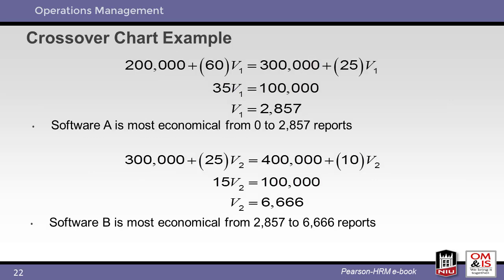For the data given in the previous slide, we find the volume where the total cost is identical. Mathematically, we calculate the volume V1 where software A and B have the same total cost. We see that the crossover point from software A to software B is at a volume of 2,857 reports. Similarly, the crossover point comparing software B to software C is 6,666 reports.